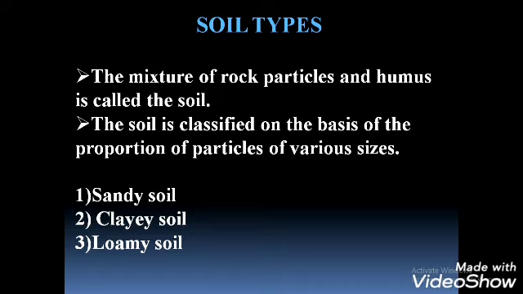We know that the mixture of rock particles and humus is called soil. The soil is classified on the basis of the proportion of particles of various sizes. Living organisms such as bacteria, plant roots and earthworms are also important parts of any soil. Based on this, soil is classified into three types: sandy soil, clay soil and loamy soil.